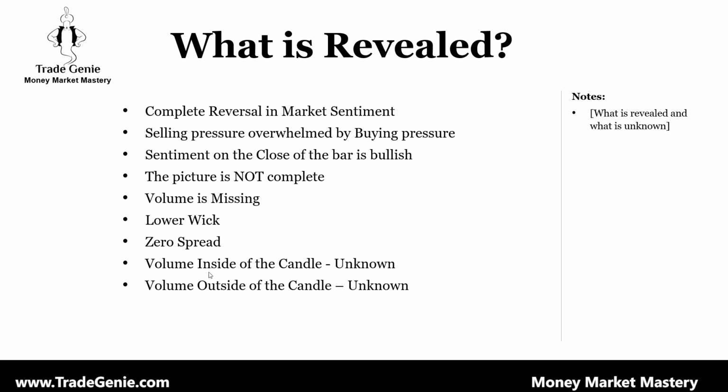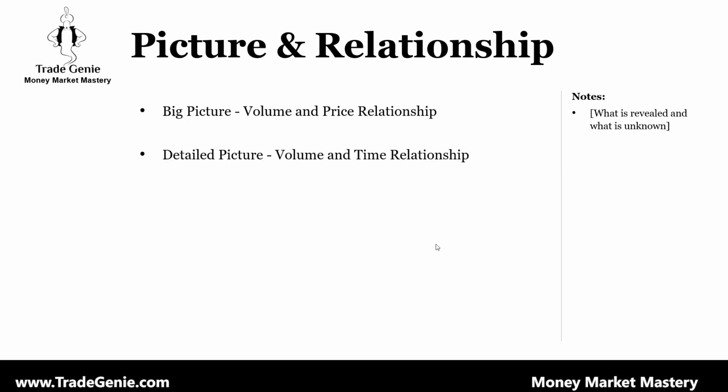So what we need to look at: volume inside of the candle is unknown right now on that chart. But I said inside of the candle, meaning you open it, take the frog, dissect it, and see the thing. So you can look at what time interval, during what time and what price range, most of the volume was there. Volume outside of the candle is unknown. So in this chart that I showed you, there's no volume. So you have to dissect it into detail.